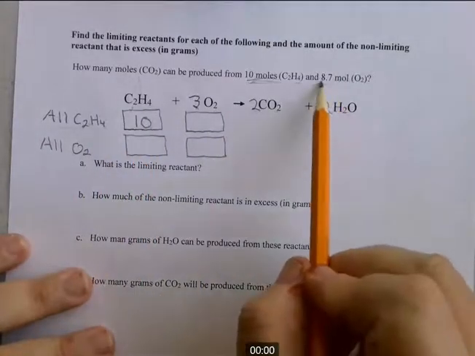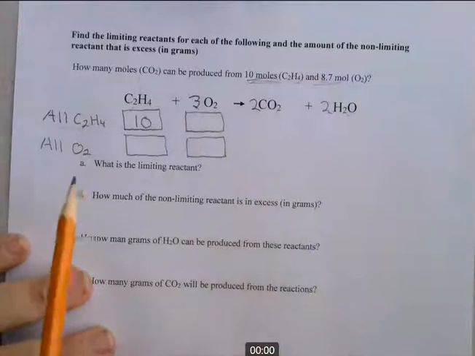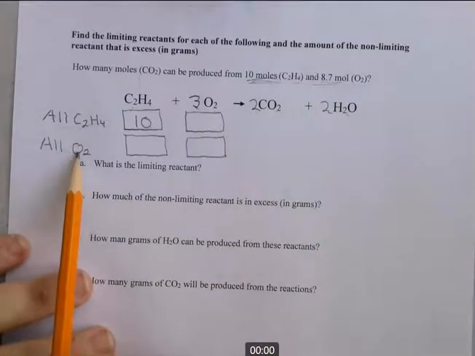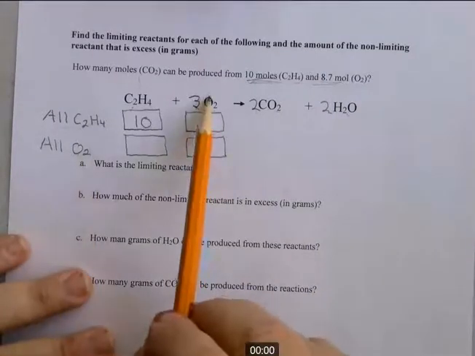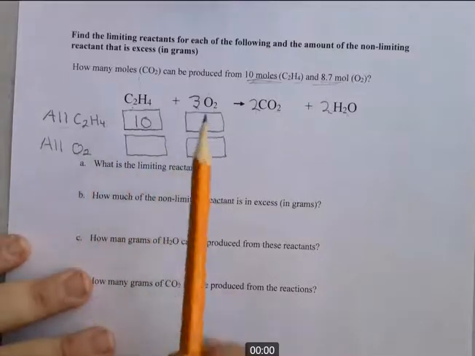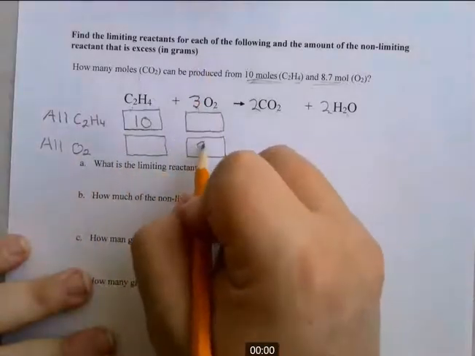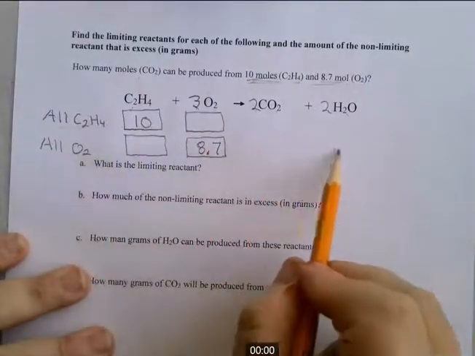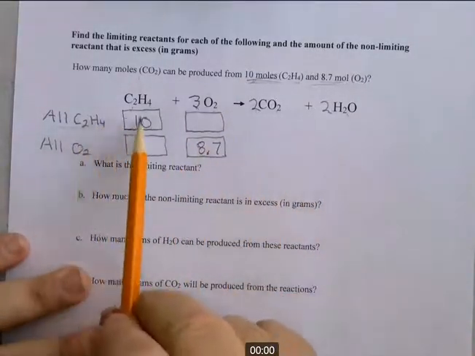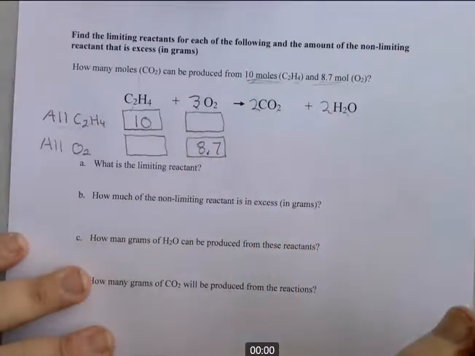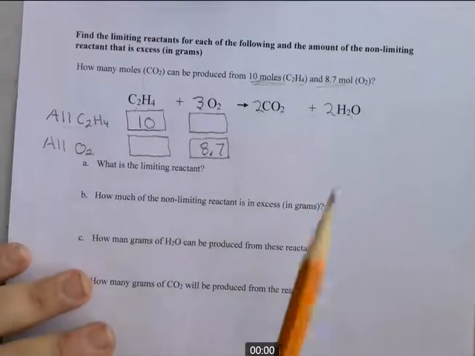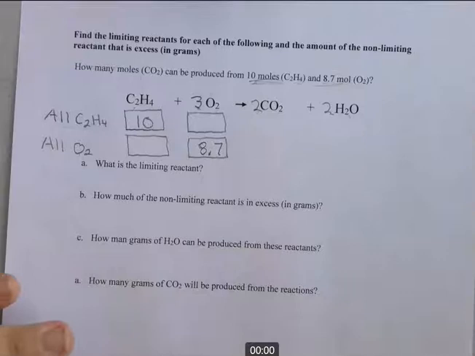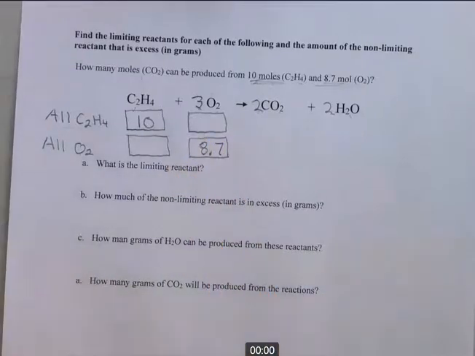I am also given 8.7 moles of O2. So I'm going to run the reaction a second time where I use all of the O2. So you go to the O2 column, and in this row right here, you put the 8.7. So this reaction assumes that I use all the O2 I was given. This reaction assumes I use all of the C2H4 I was given. Now what you have to do is just fill in these boxes right here.